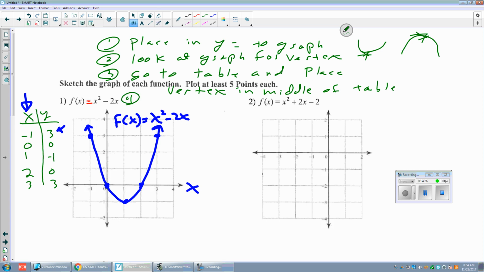Number 4, plot and graph. Number 5, label. You're done. Hit pause if you need more time to write it down.